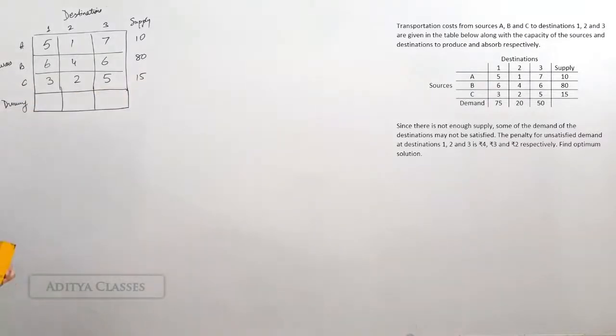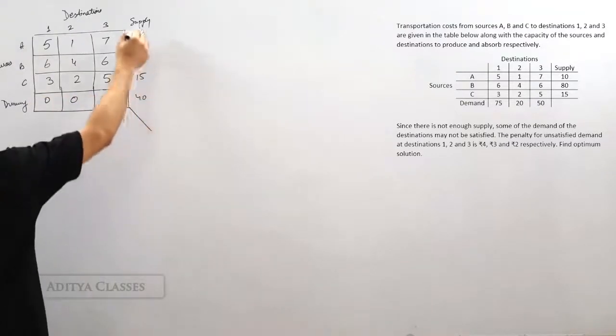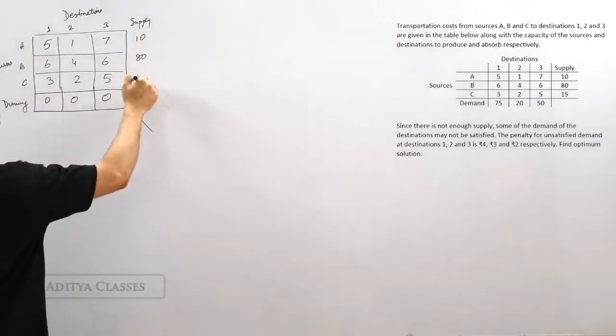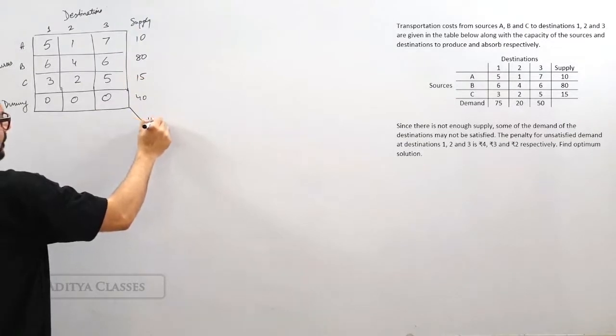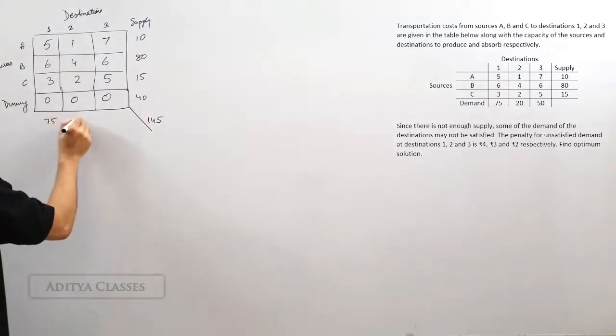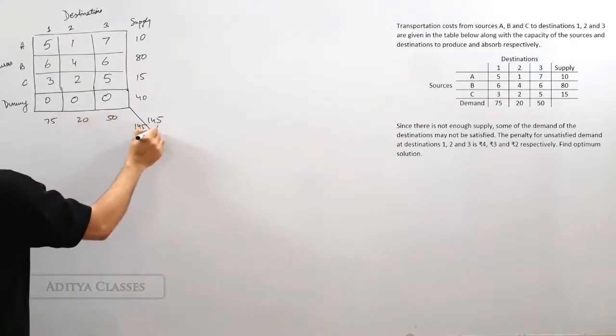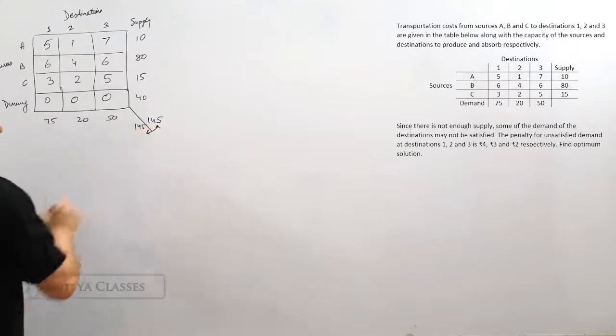This is our dummy source. Now the convention would have been to put a 0 over here, 40, making it 90, 130, 145, then we add 75, 20 and 50, making it 145. Now this is a balanced problem.